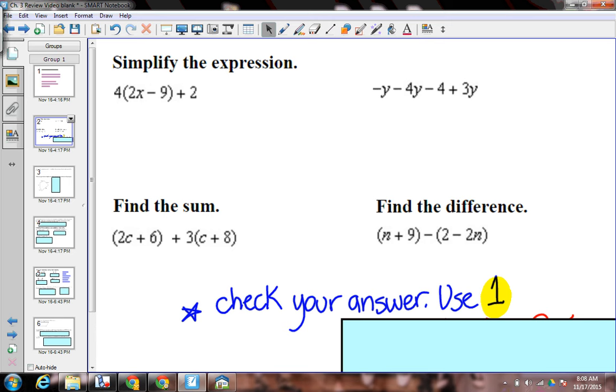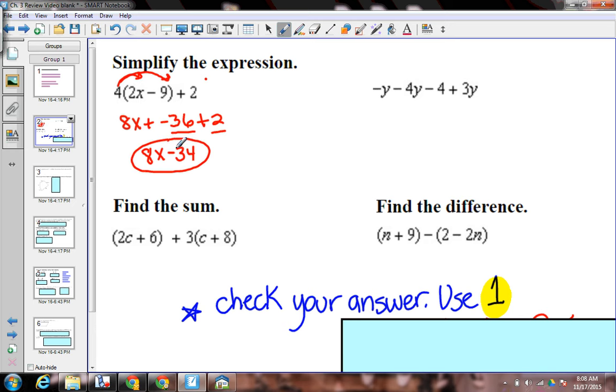Okay, let's simplify some expressions. So for the first one, we're going to distribute first. So we have 8x plus negative 36 plus 2. Next thing we do is combine our like terms, which is our constants. Negative 36 and positive 2 would add up to negative 34. So our final answer is 8x minus 34.